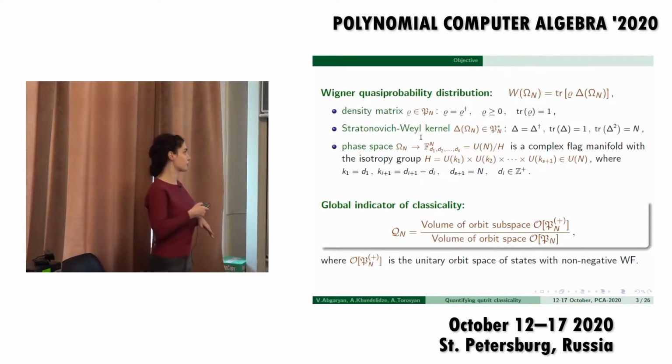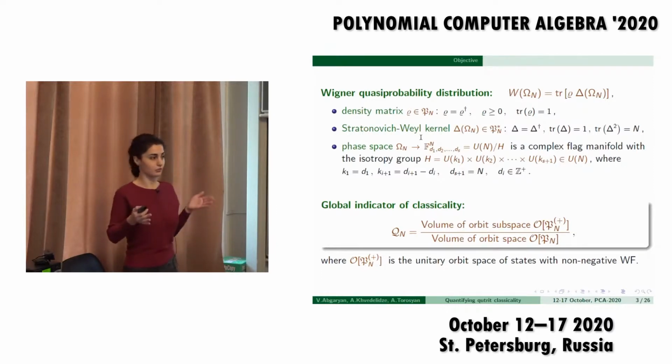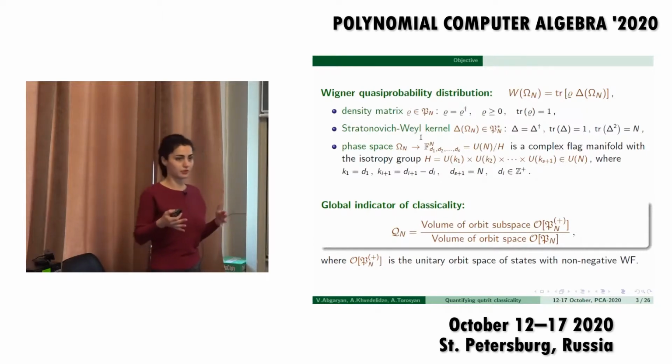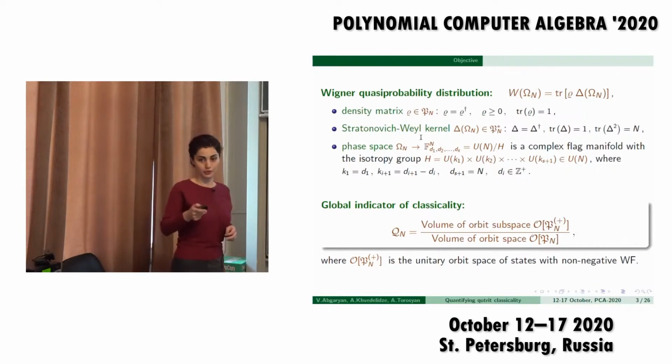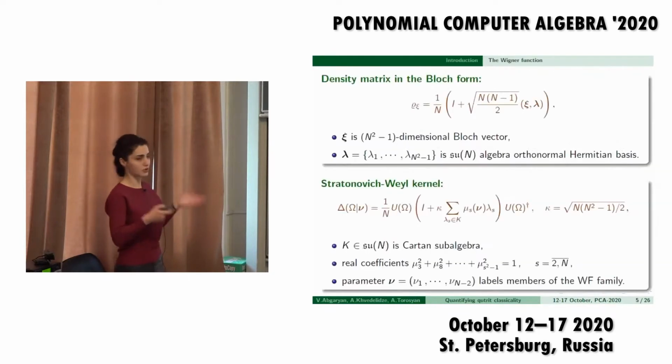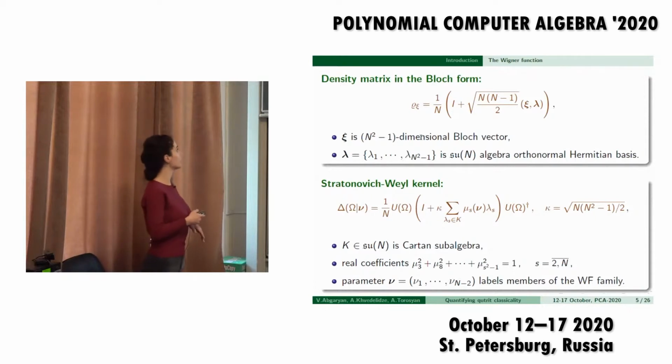So we choose some metric, and as it turns out, the metric can cause a difference in the calculations. So the global indicator is very dependent on the chosen metrics, on the geometry, and that we will see later. So I will give you a short introduction because a lot has been said already.